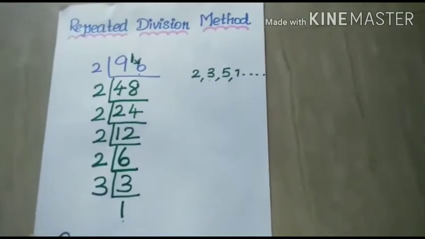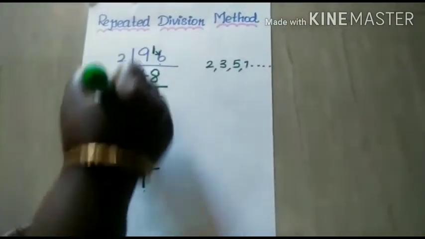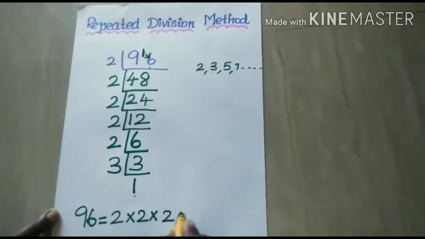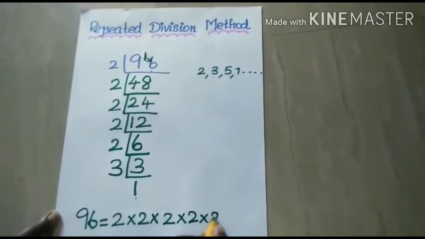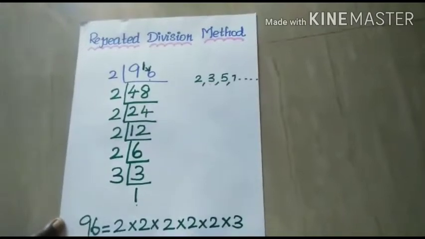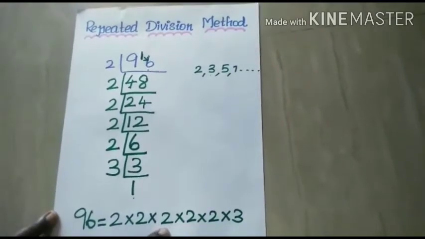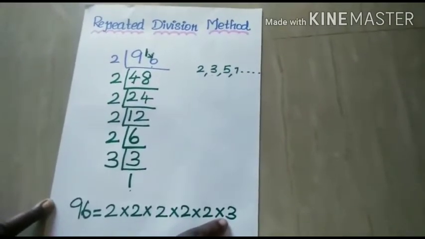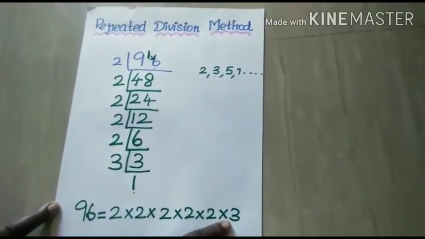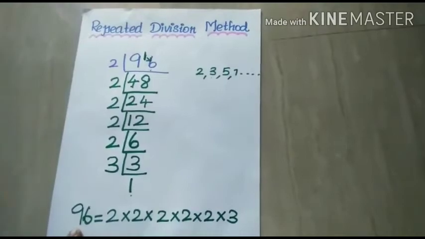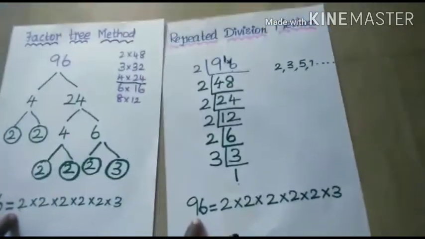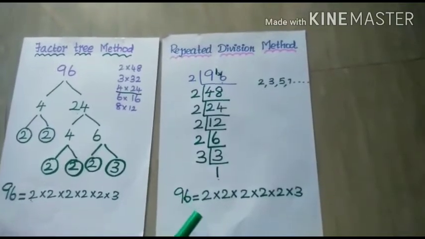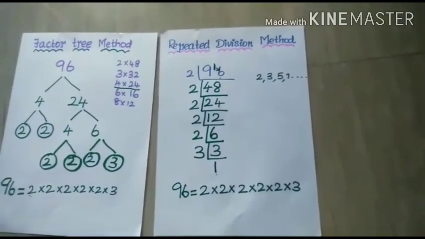Now you write the numbers, whatever numbers you have got here. 2 into 2 into 2 into 2 into 2 into 3. Multiply: 2 2s are 4, 4 2s are 8, 8 2s are 16, 16 2s are 32 and 32 3s are 96. So you got the number. So we can do the prime factorization by using the factor tree method or by using the repeated division method.